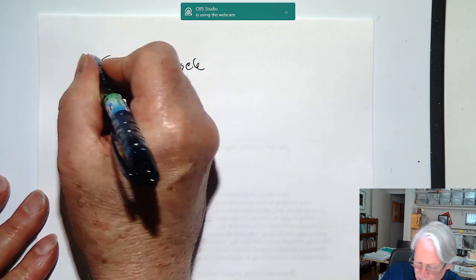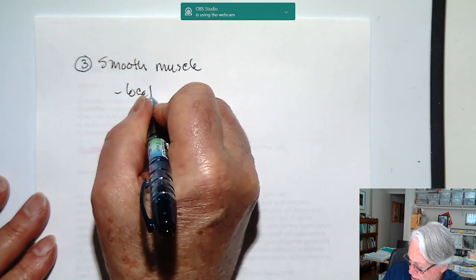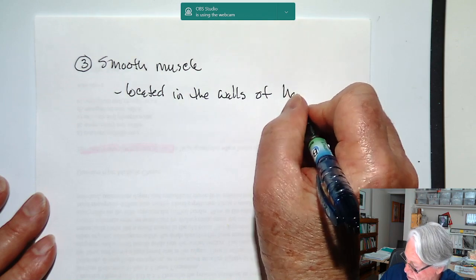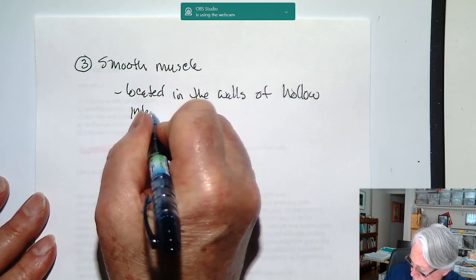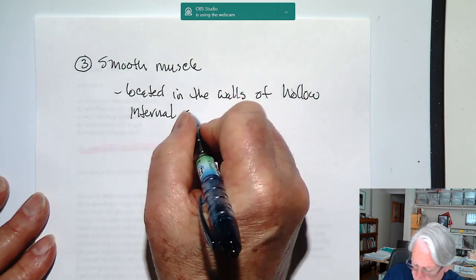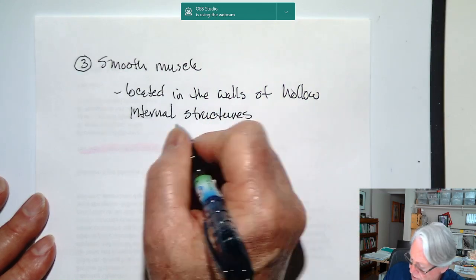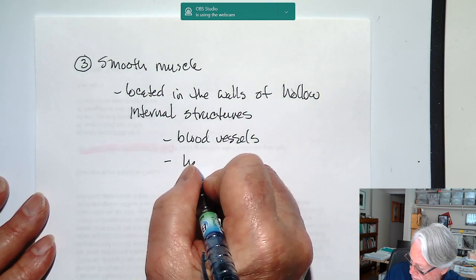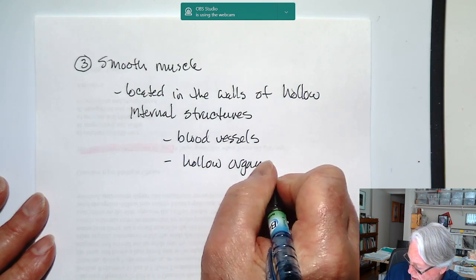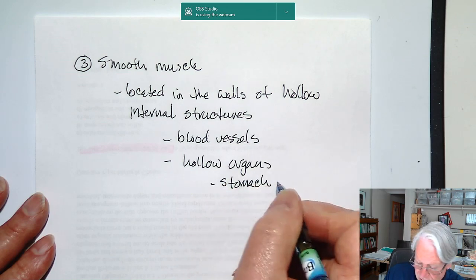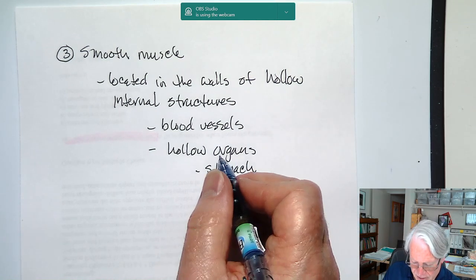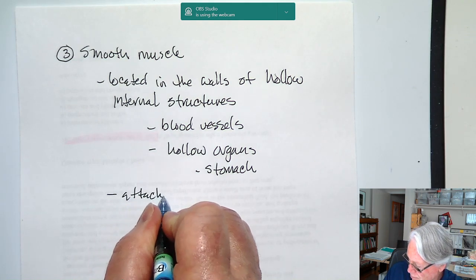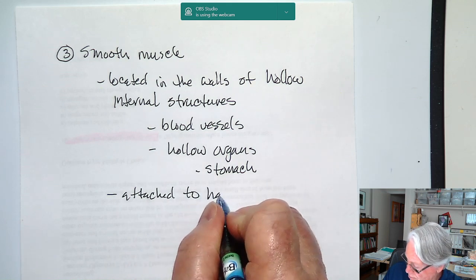And this is number 3 on our list. So 3. It's located in the walls of hollow internal structures such as blood vessels and hollow organs such as the stomach, classic example. The uterus would be another example of that. Okay. It is also attached to hairs, right? The hair follicles.